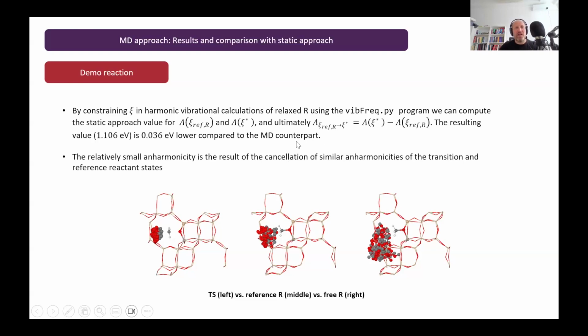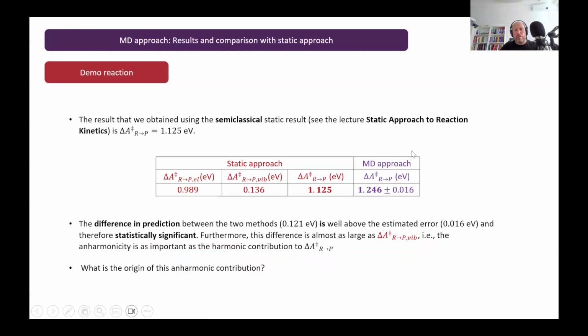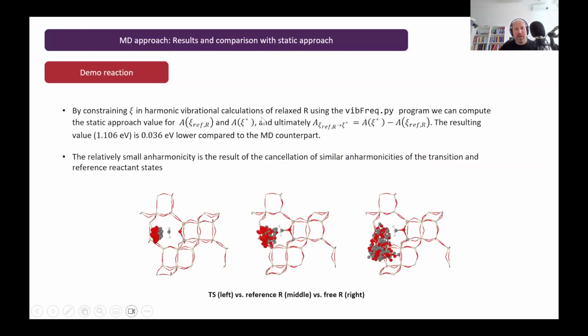We have the MD result, and we can easily obtain the static result simply by constraining the value of the reaction coordinate in our vibrational analysis, and using the vibrational spectrum of the constrained system, of constant reactant and transition state, in the free energy calculation. Using that, I obtained this value for reversible work, which is just 36 meV lower than its molecular dynamics counterpart, but the total difference was a factor of 4 larger. So this doesn't explain it. This is just a small contribution to this difference.